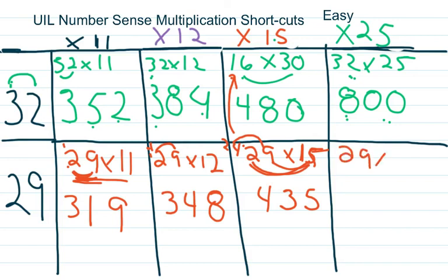And the last one, let's try the 25. 29 times 25. Remember, up here when we multiplied 32 times 25, we divided it by 4. Here, we're doing 29 divided by 4. 4 goes into 29 7 times, because 7 times 4 is 28. The remainder is 1. If the remainder is 1, you put 25. If the remainder is 2, you'll put 50, and 3 is 75. But since our number is 1, we'll put 25.